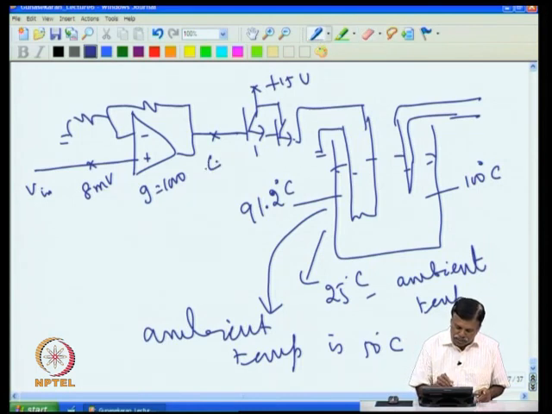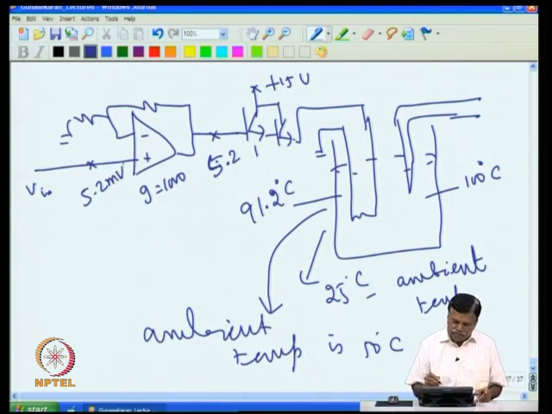Assume this needs 4 volt. That means at this point it will come to 5.2. That means this will come to 4, and 4 volt is enough to make the heat generated by this equal to the heat going out. So to get 5.2, I need only a 5 millivolt difference here. I don't need 8 millivolts, I need only 5.2 millivolt.